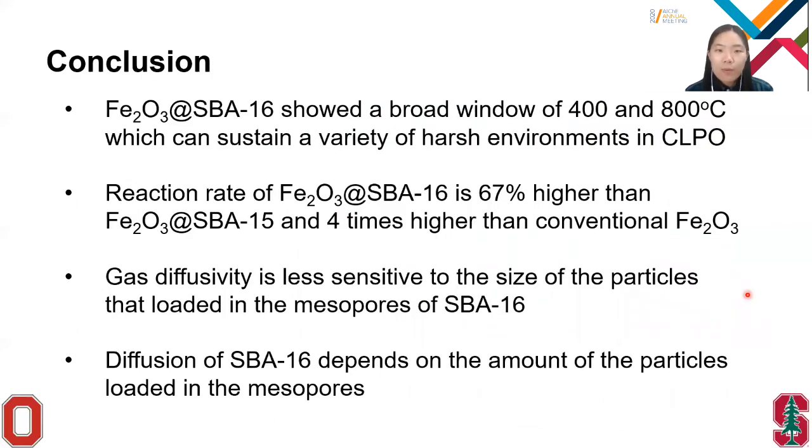So to sum up, in this research, we found that iron oxide nanoparticles embedded in the SBA-16 sample show a very low reaction starting temperature of lower than 400 degrees C, which is over 500 degrees C lower than conventional Fe2O3. And the sample shows a high stability at 800 degrees C, which means that the sample has a broad operation window of 400 degrees C to 800 degrees C.